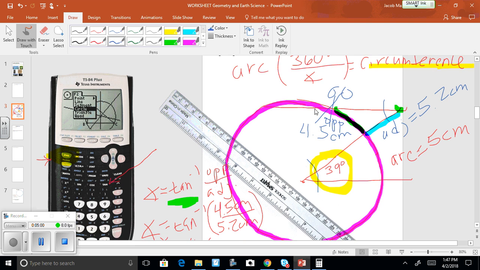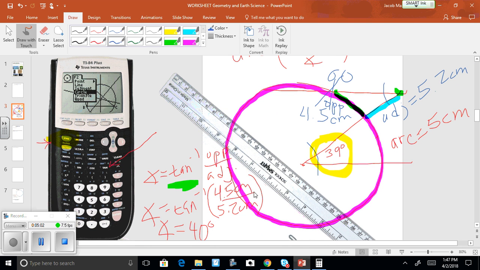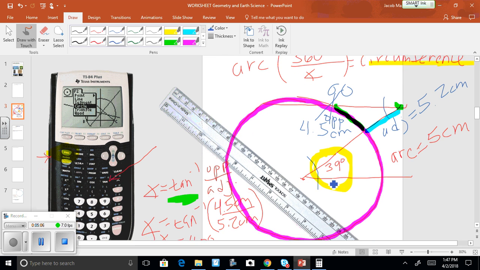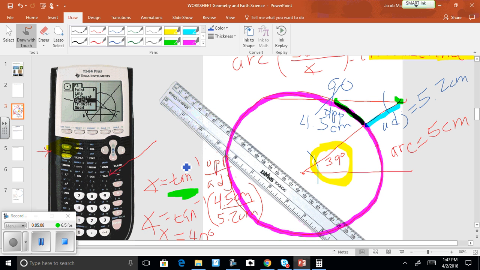matches pretty close to what you deduced it would be using these methods here. So that's a way to double check your work, and I think you'd be surprised how close you can actually get to the right answer.